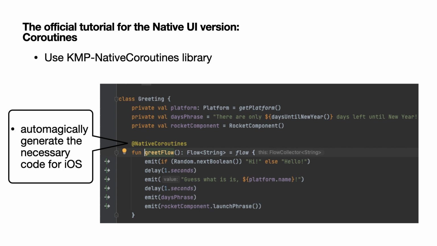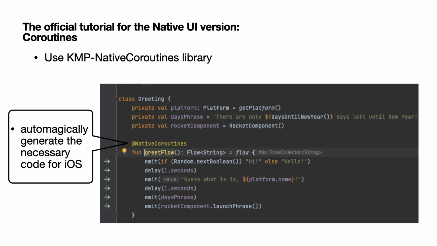Coroutines are the standard library provided by Kotlin for asynchronous processing. I believe coroutines are not only common in Kotlin Multiplatform, but also in Android app development for asynchronous processing. In this video, we'll focus on how the official tutorial uses the Coroutines library on iOS and explore its usage.